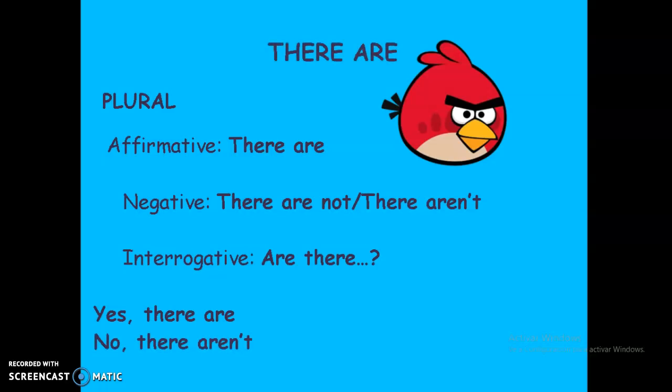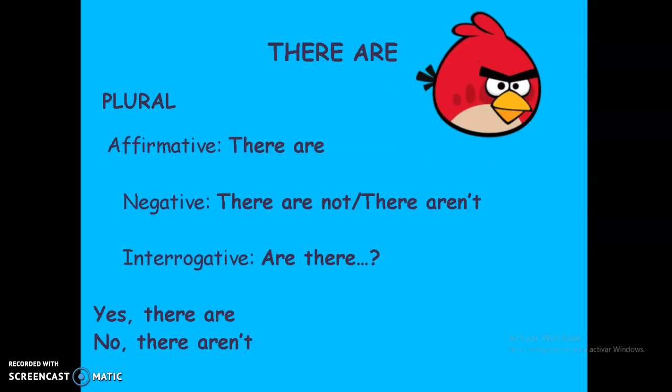There are in the plural form. We use there are for affirmative. In negative form we use there are not, and contraction we use there aren't. As an interrogative form we use are there, and to answer we use yes there are or no there aren't.